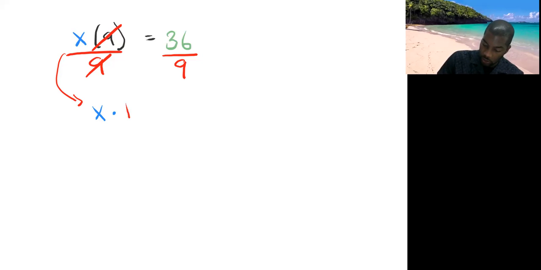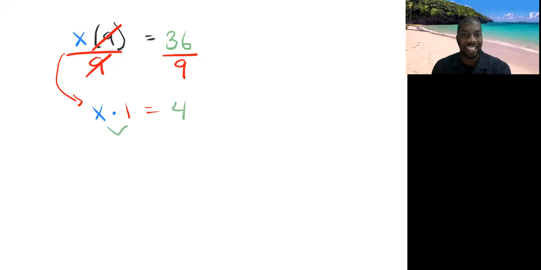1 equals, and then 36 divided by 9 is 4. X times 1, anything times 1 is itself, so x just remains x. And so x equals 4.